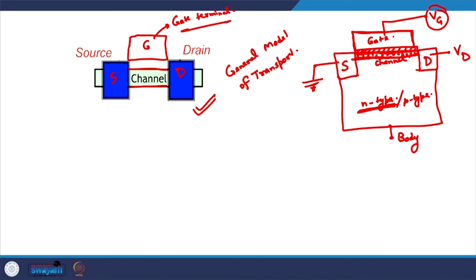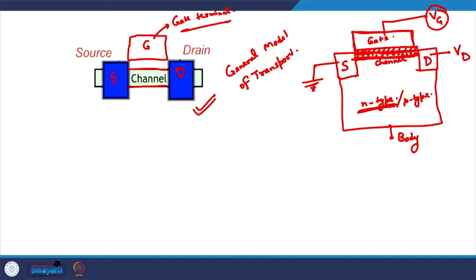Okay. So, once this thin layer of holes is there, once this channel becomes conducting, then if we apply any voltage on the drain or source terminals, it may start a current in the system. Okay.